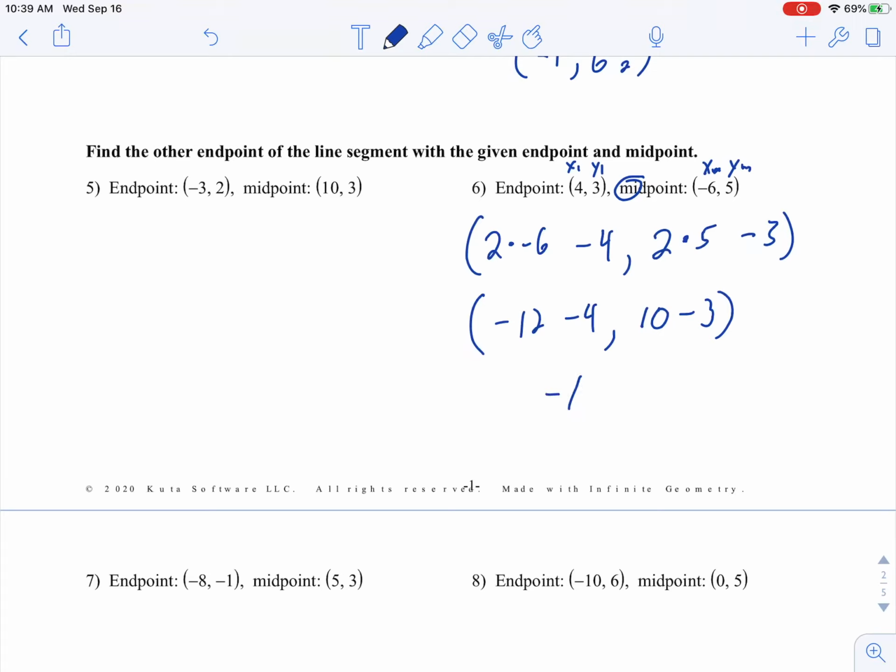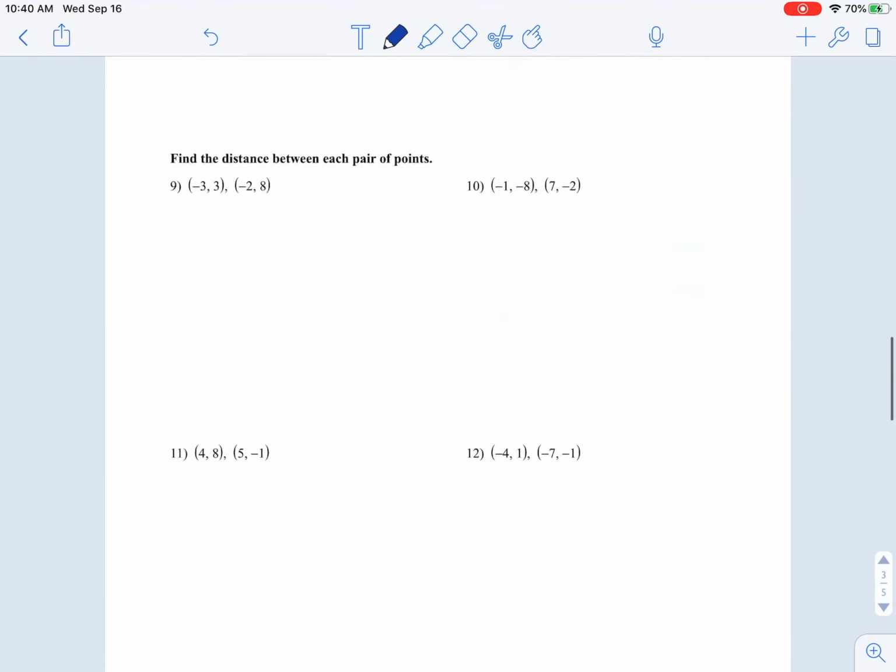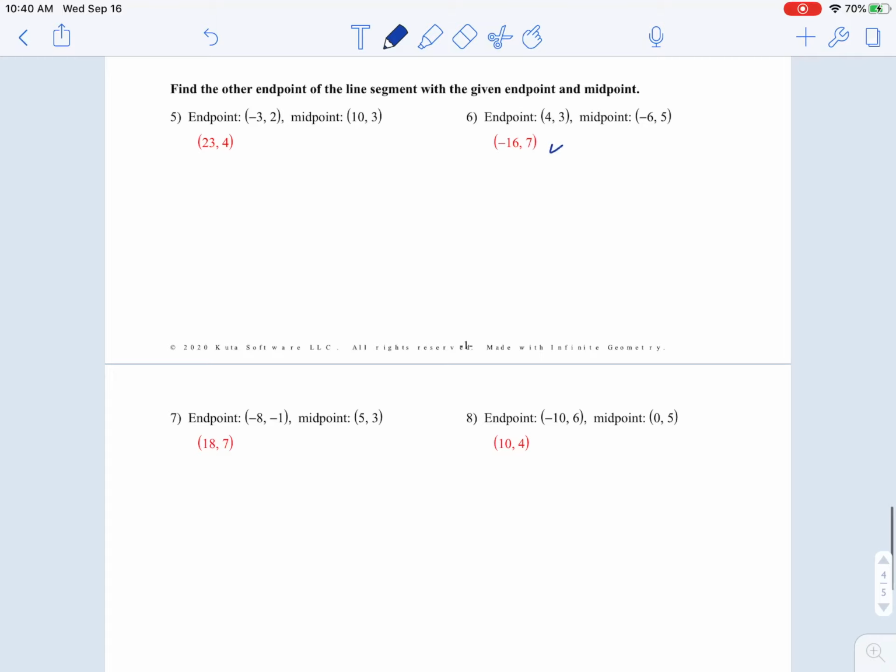-12 take away 4 is -16, 10 take away 3 is 7. So the other endpoint should be (-16, 7). And there it is.